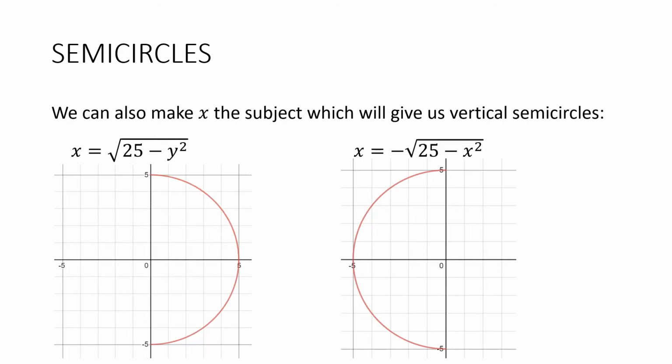Now curiously, we could also make x the subject, and that will give us vertical semicircles. So we go through the same process, make x the subject, and the positive square root will be this right-hand side semicircle. It's going to be in the positive quadrants. And the negative square root will be over this side. It'll be in the negative quadrants.